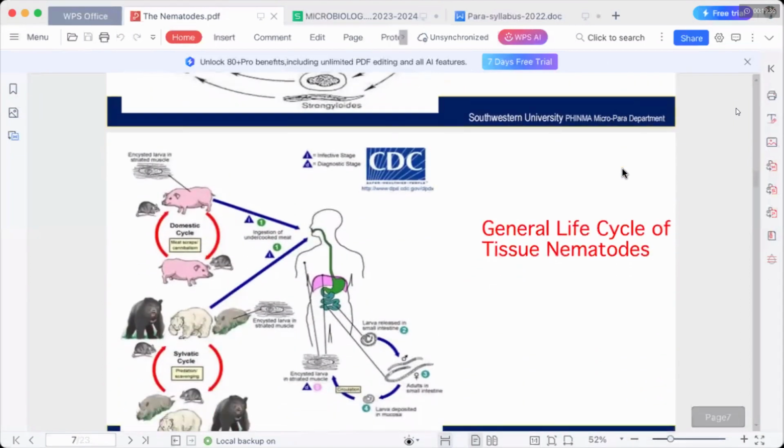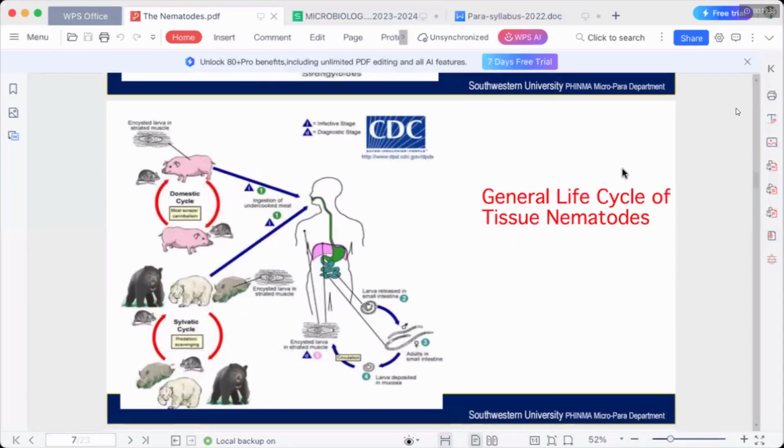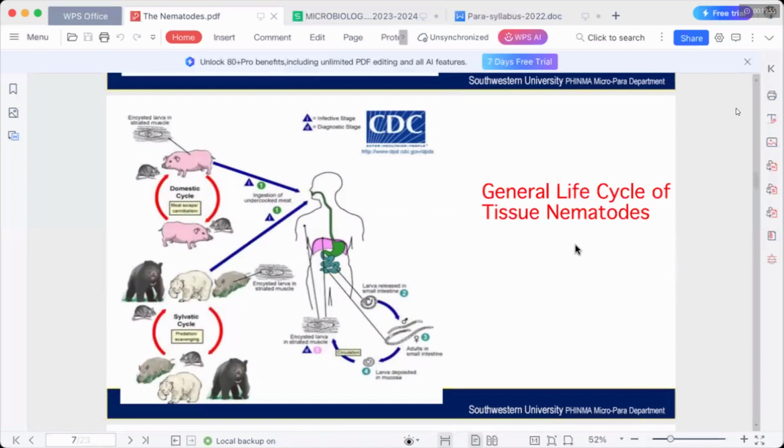Actually, nematodes are very common in the Philippines. I know some or most of you have heard about nematode infection. I think nobody cannot relate to nematode infection.